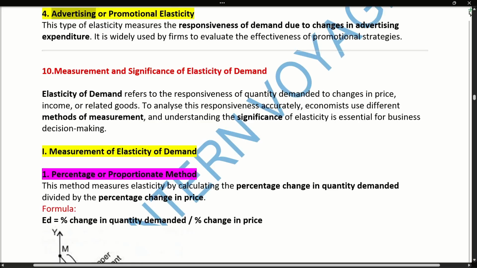4. Advertising or promotional elasticity. This type of elasticity measures the responsiveness of demand due to changes in advertising expenditure. It is widely used by firms to evaluate the effectiveness of promotional strategies.